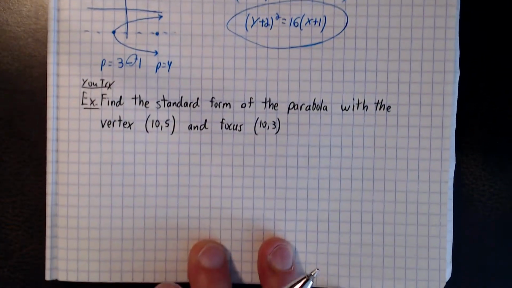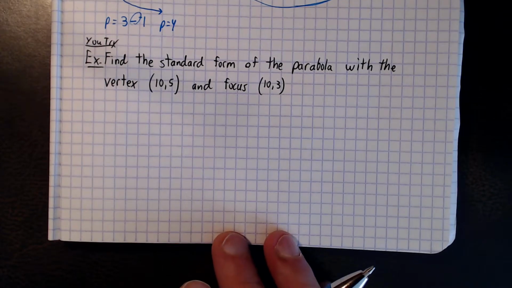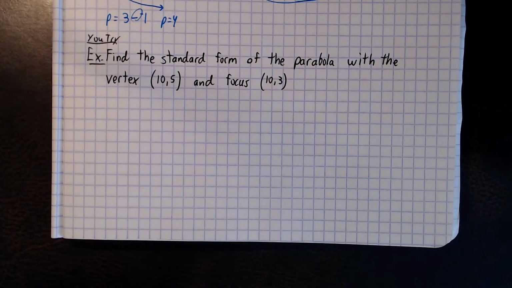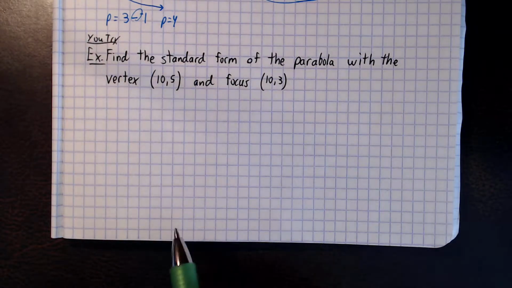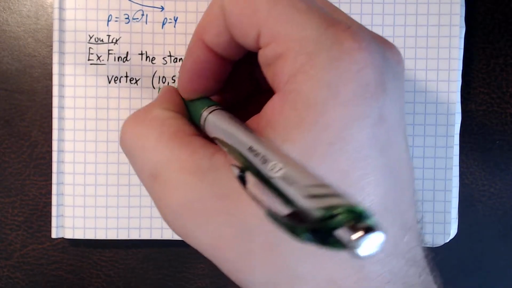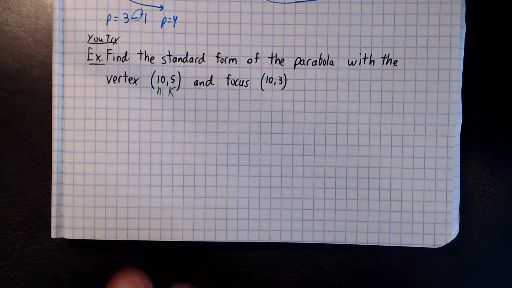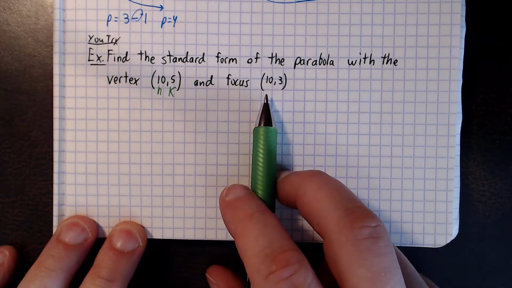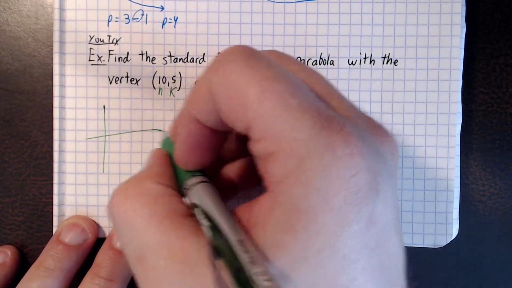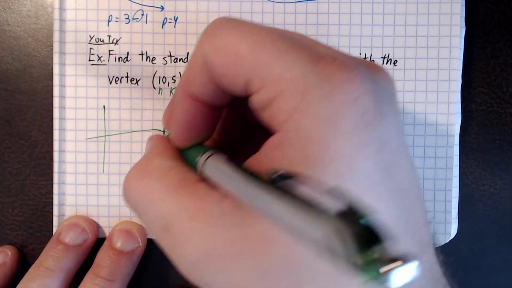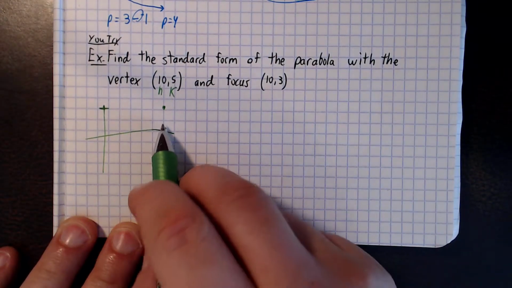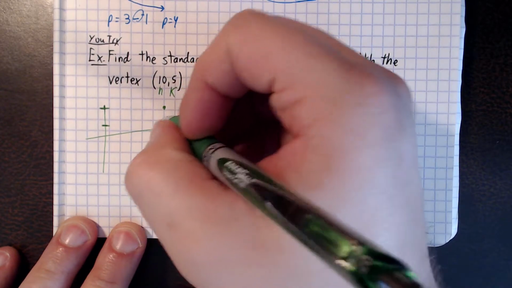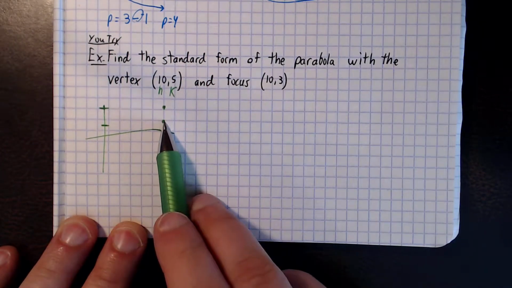So I have one for you to try out. See how you do. Pause the video and resume it to check. Alright. Did you label h, k right away? I would have. Alright, we're going to figure out what this thing looks like. I'm going to do a quick sketch. I'm not going to actually count them out on here. They give us (10, 5), which would be somewhere up here, and they give us (10, 3), which would not be quite as high up. But that's my vertex, and that's my focus.